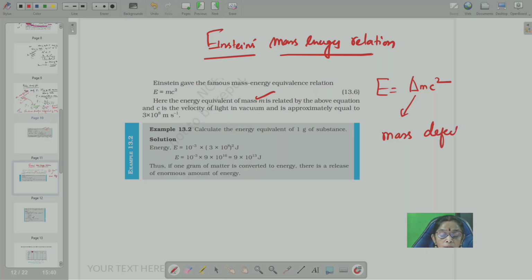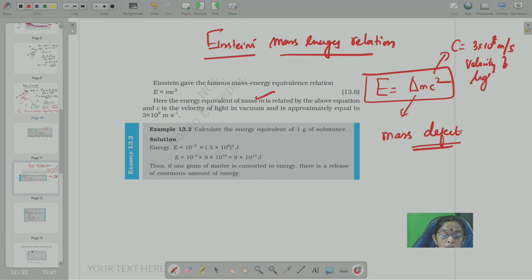Have you ever learnt about mass defect? We have been studying from the lower classes that mass is neither created nor destroyed, but Einstein is the one and only scientist who says that mass and energy are interconvertible. So therefore there is a relation between mass and energy, that is energy E is equal to delta m into c square, where c is the speed of light in vacuum, that is equal to 3 into 10 power 8 meter per second, the velocity of light in vacuum.